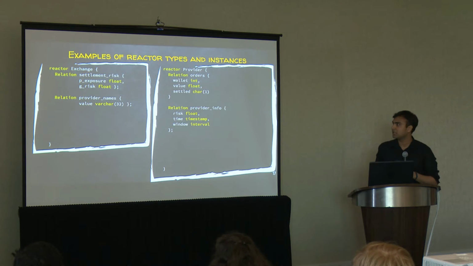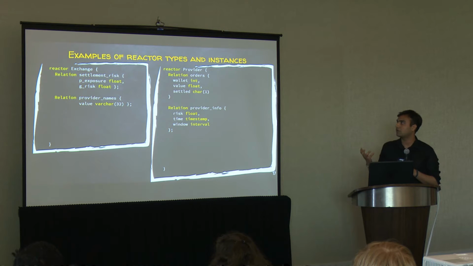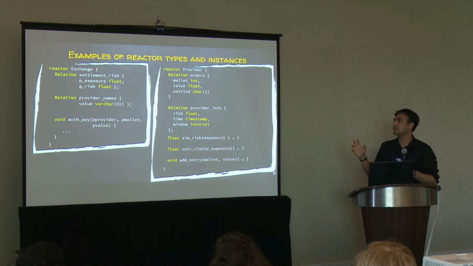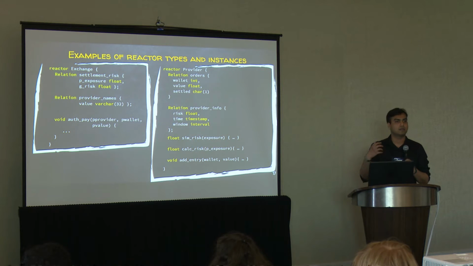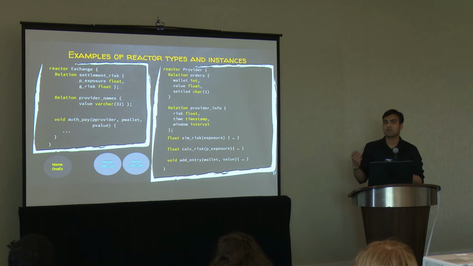So going back to our application, we can think of two reactor types, an exchange reactor type and a provider reactor type that encapsulates relations and has a set of methods. The code is not important. The basic takeaway here is essentially that you have types and they encapsulate relations and provide methods. And from these type definitions, you can create individual instances of reactors, each having their own unique names.